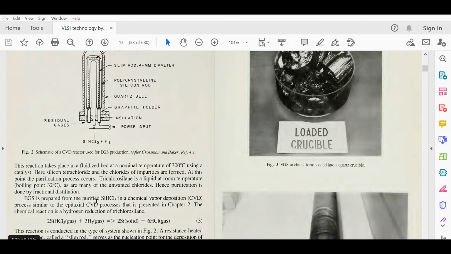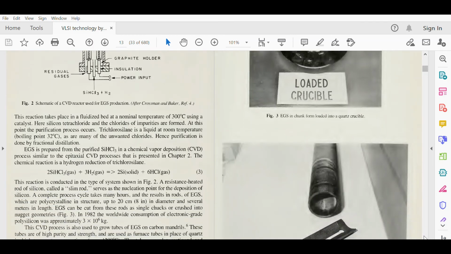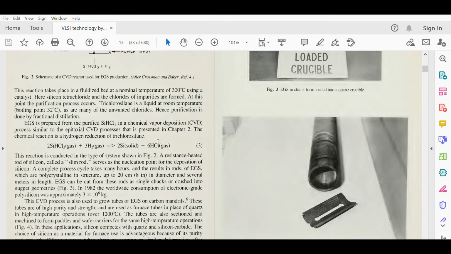EGS is prepared from purified trichlorosilane by chemical vapor deposition. So chemical vapor deposition is a process we are going to study in chapter 2, as written over here also. The chemical reaction is a hydrogen reduction of trichlorosilane, and the hydrogen disappears by forming the gas HCl. This reaction is conducted in the type of system shown in figure 2.